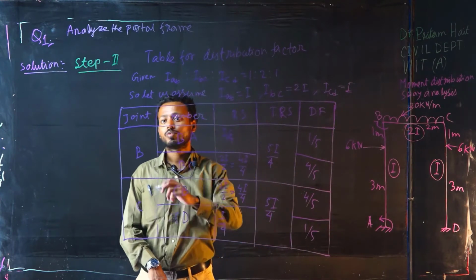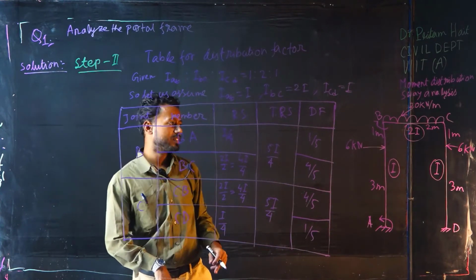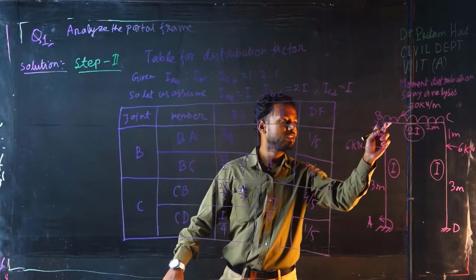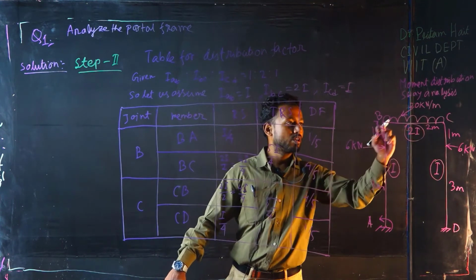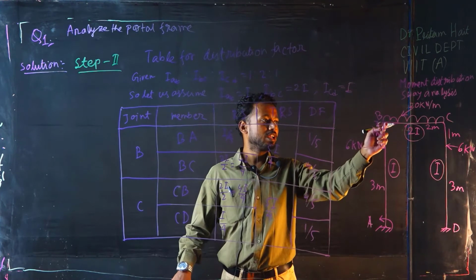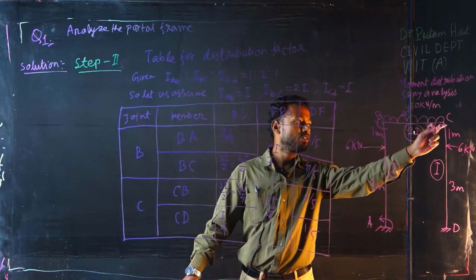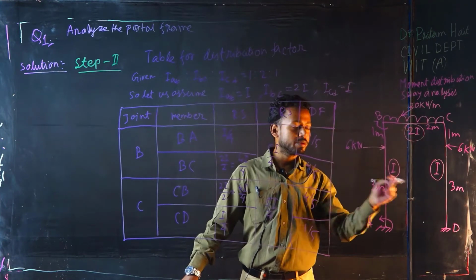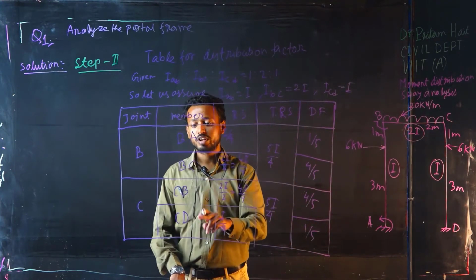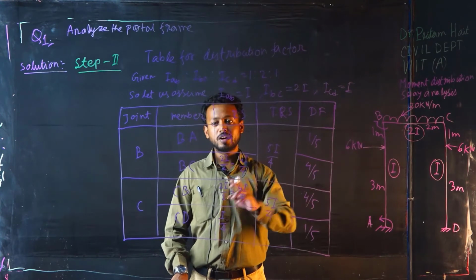Okay. So first you write the joints, what are the joints available. The intermediate joints B and C will be the joints. So if you consider B joint, it will have BA and BC members. If you consider C joint, it will have CB and CD members. So I wrote it according to the joint and member.